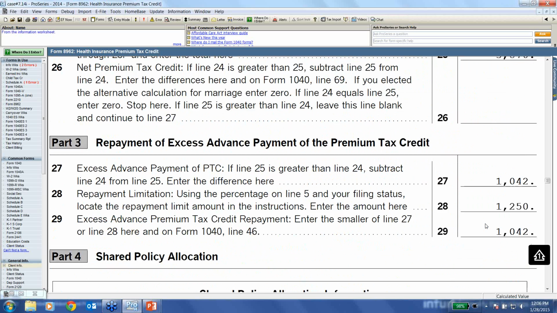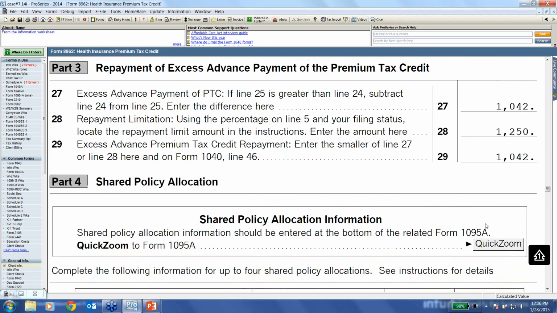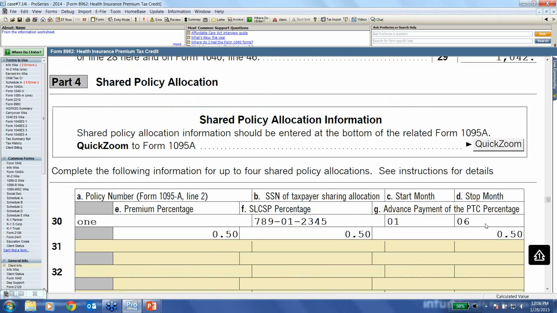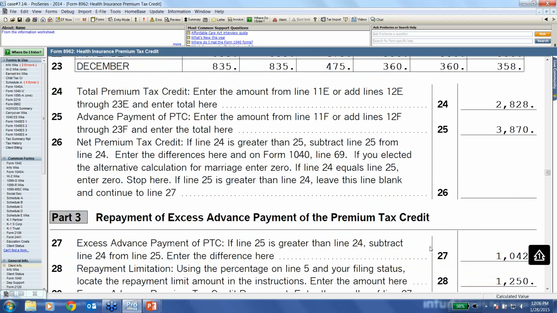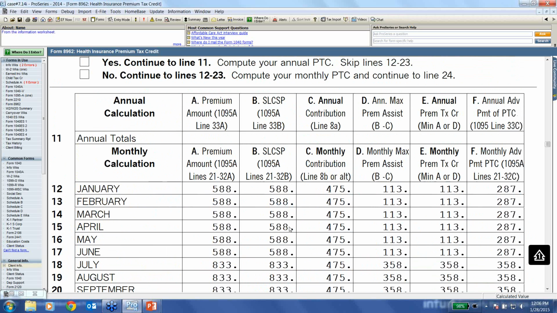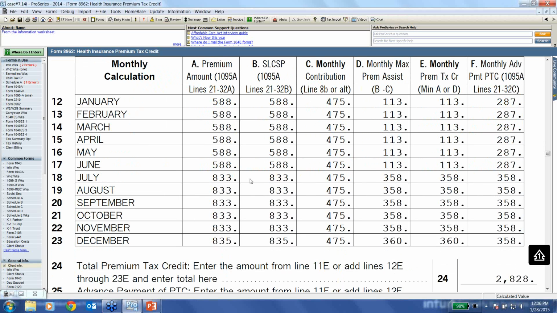And we come down and we look at Part 4. We have a 50% allocation for the premiums, second lowest cost silver, and the advance payments. So we have those net figures showing up in columns A, B, and F. We get $588 for the monthly premiums and the second lowest cost silver plan. That's half of the gross figures that we punched in. And then for the second half of the year, it's going to be $833 for each month.